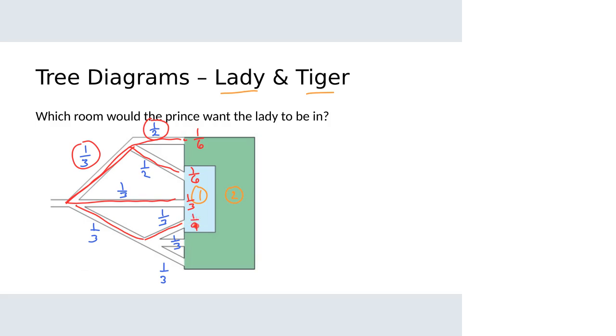Let me know if any of these numbers don't make sense or you're not sure of them. 1/3 times 1/3 would be 1/9. And then 1/3 times 1/3 would be 1/9. Oh, because there's 3 possible choices. So when you're here, you could go up, you could go straight, or you could go down. And so each one of those gets a probability of 1/3.